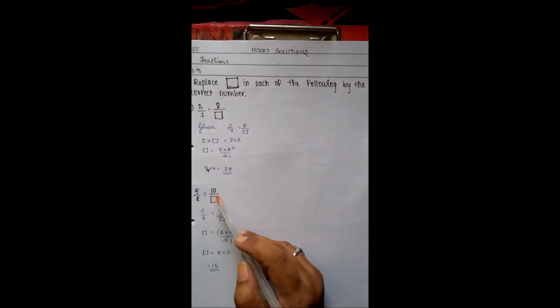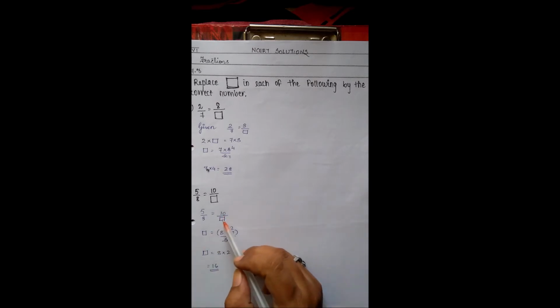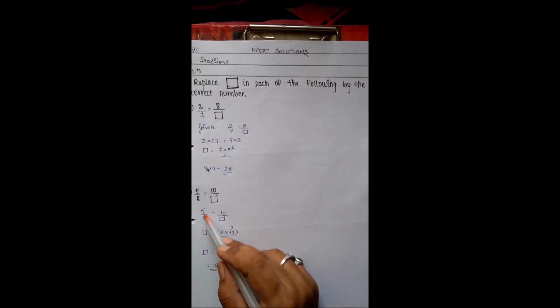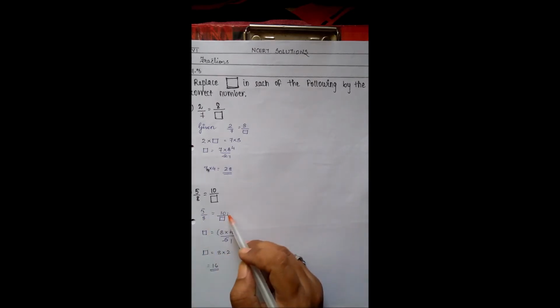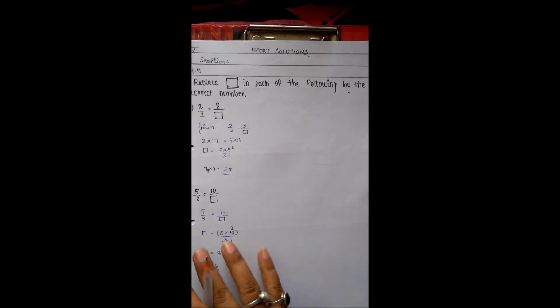5 upon 8 equals to 10 upon dash. We will bring this box here and 8 this side. So 8 into 10 upon 5. 5 ones are 5 and 5 twos are 10. So 8 into 2 is 16.